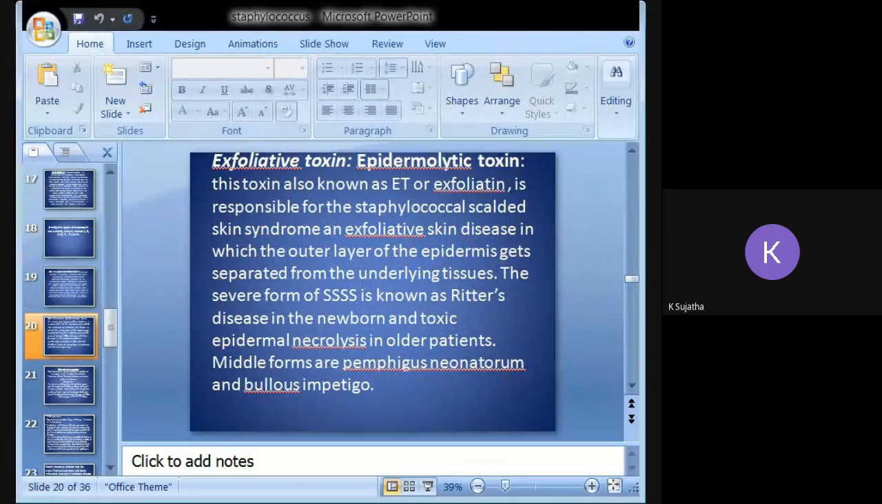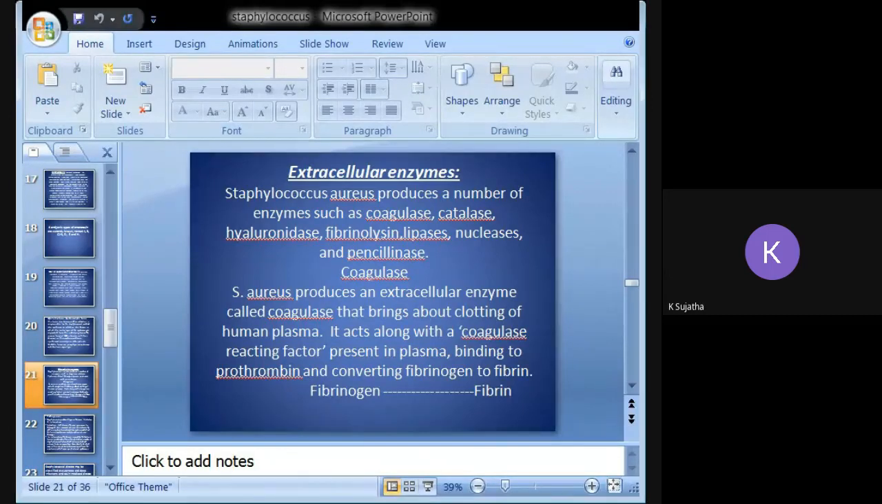Next, exfoliative toxins. This also causes skin disease. This toxin has a number of names: SSSS, staphylococcal scalded skin syndrome. Next, this is called Ritter's disease. Mainly this disease is present in newborn babies, on the surface of newborn baby skin, because of epidermal necrolysis. This is also called bullous impetigo.